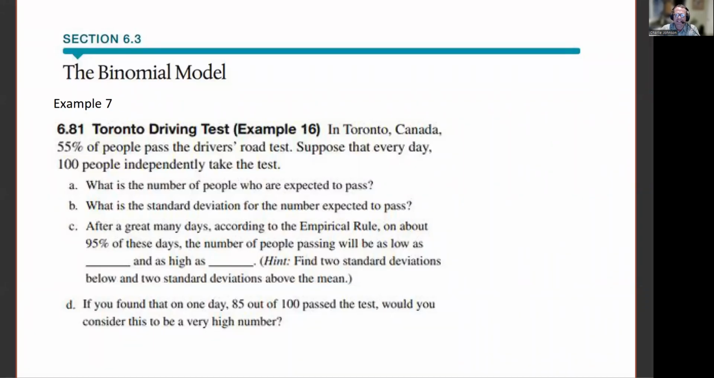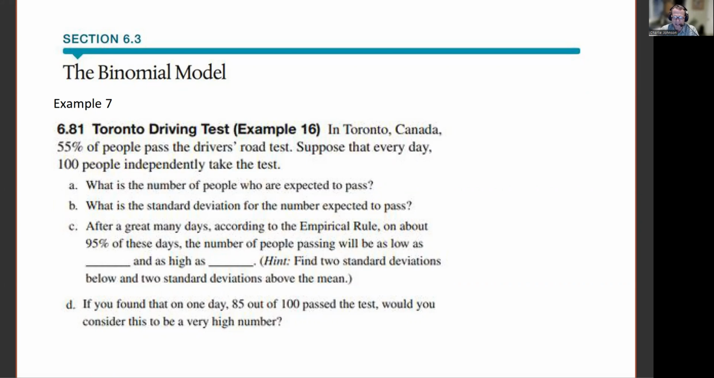Hello, statistics students. Here's another video on the binomial model. And in this video, we're going to be looking at an example of how to interpret the mean and the standard deviation. So this example talks about Toronto driving test.